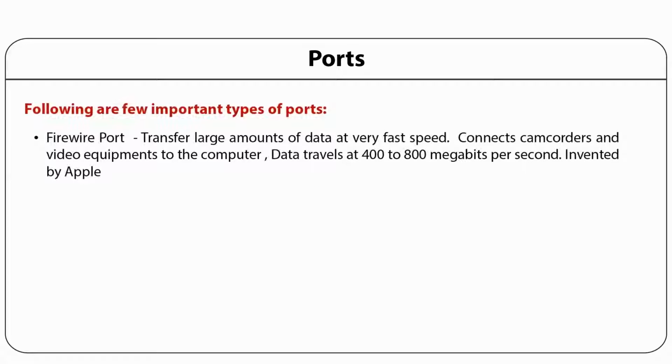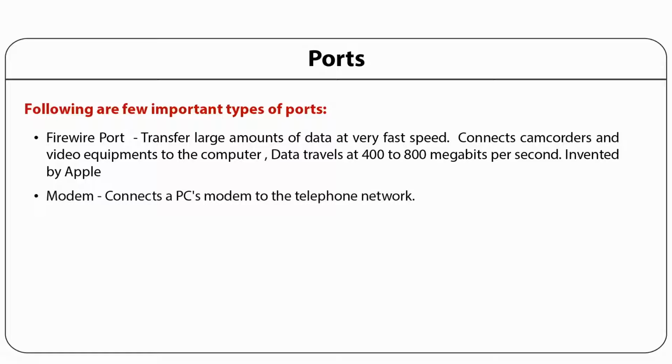There is a FireWire port which transfers a large amount of data at very fast speed. This connects camcorders and similar video equipment to the computer. Here, the data travels at the rate of 400 to 800 Mbps. This was basically invented by Apple. There are 3 variants: 4-pin FireWire 400 connector, 6-pin FireWire 400 connector, or 9-pin FireWire 800 connector.